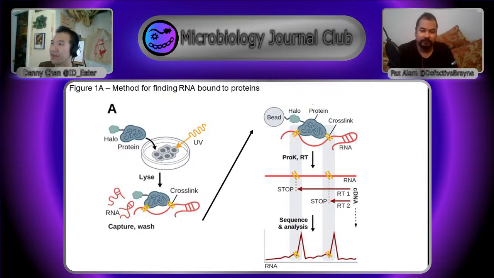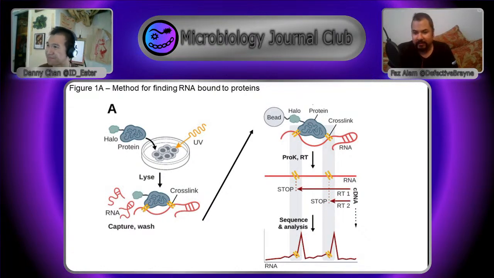And so they do that, as you can see in this diagram, by cross-linking the proteins with UV to the RNA. Then they digest it partially and put it through the favorite technology of this era in science, right? High throughput sequencing.